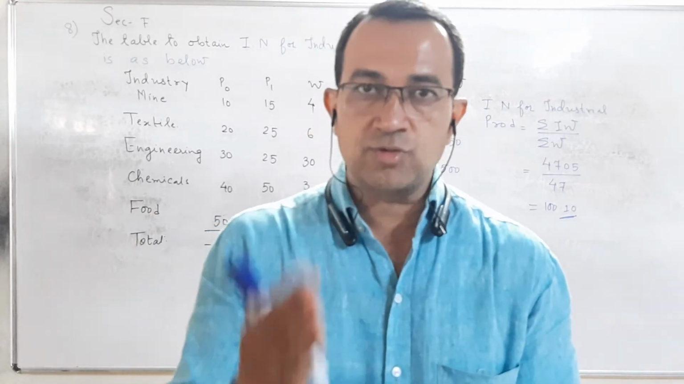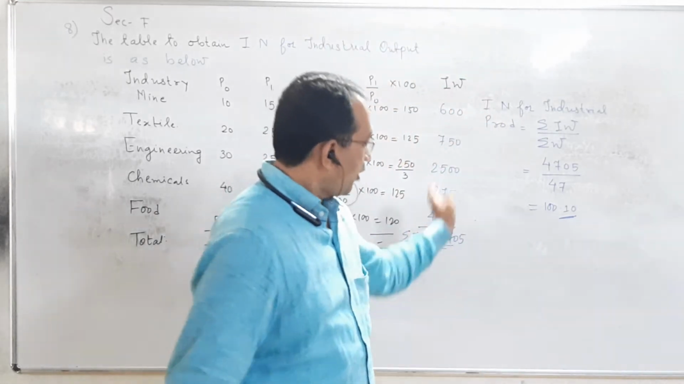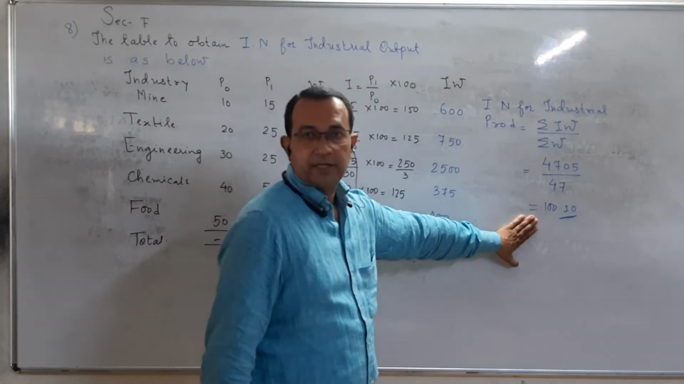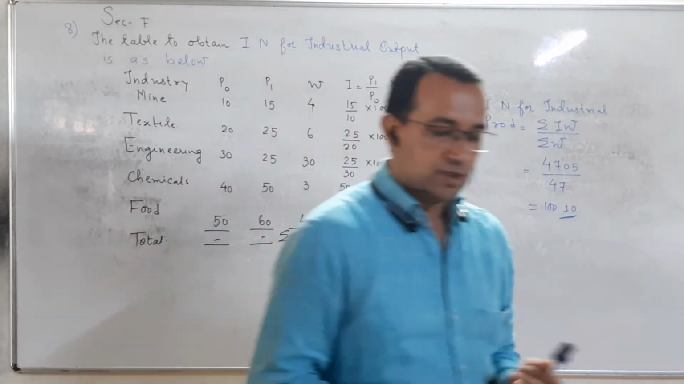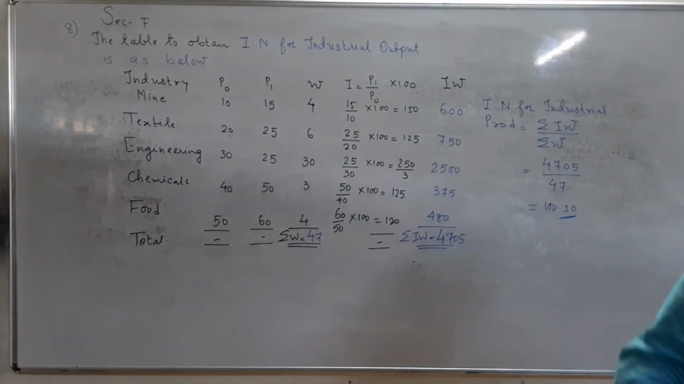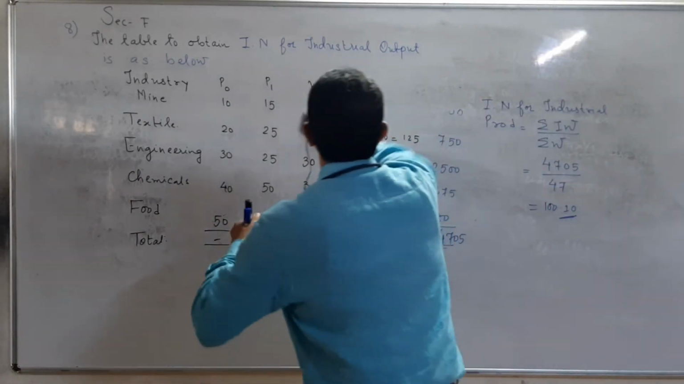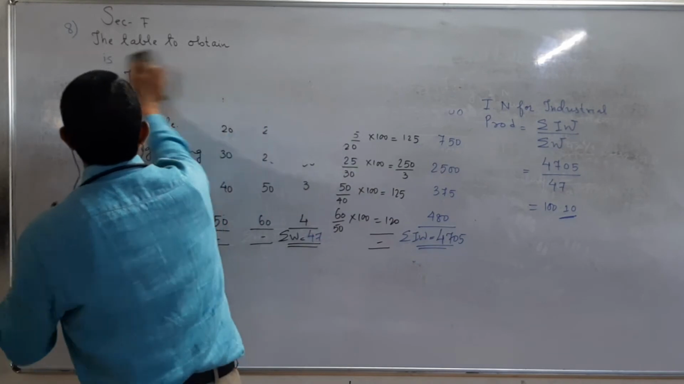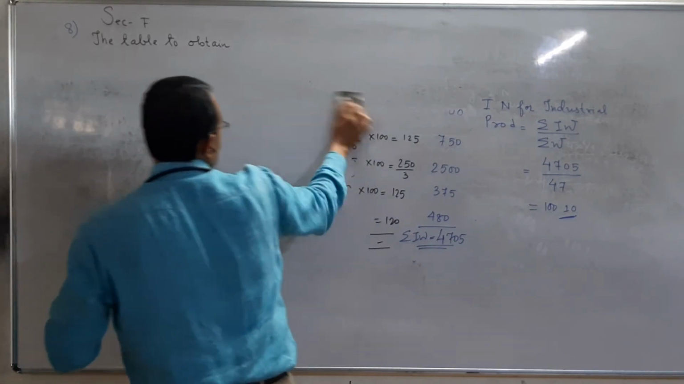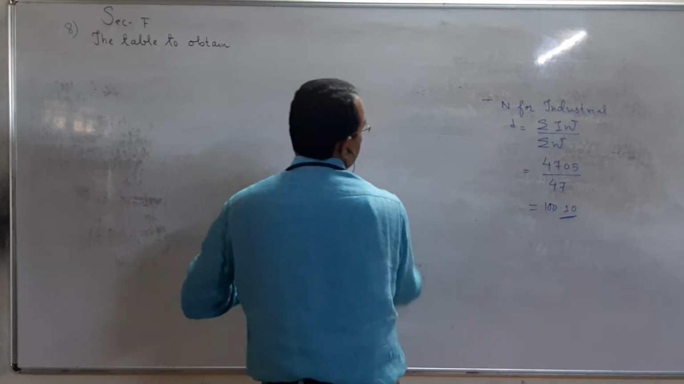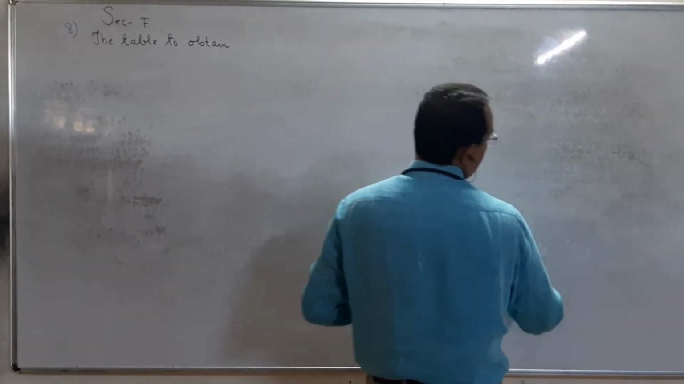Once again, students, to write the interpretation from obtained index number, subtract 100. So 100.1 minus 100 gives us 0.1. So I can say that the increase in the industrial production in the current year compared to the base year is only 0.1%. So almost negligible.